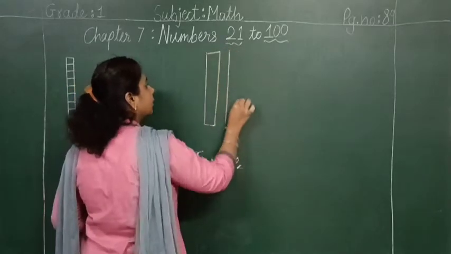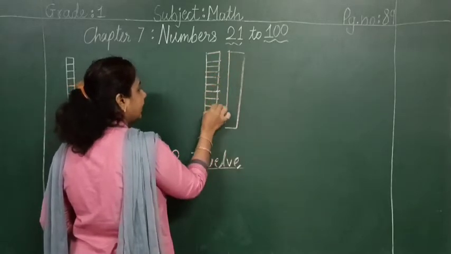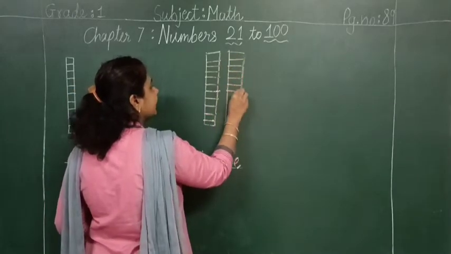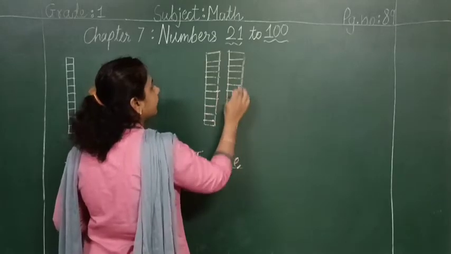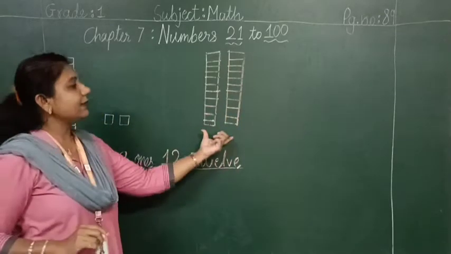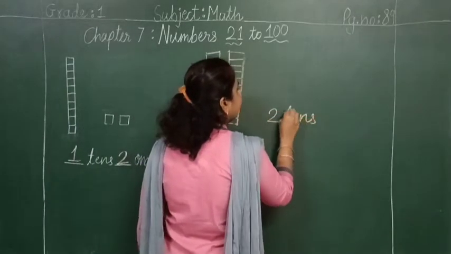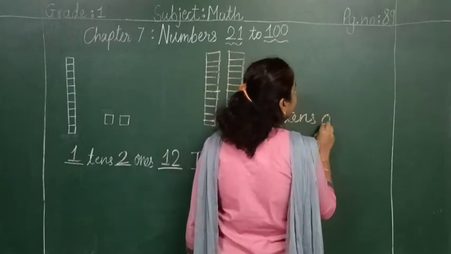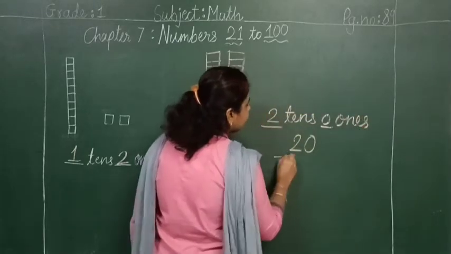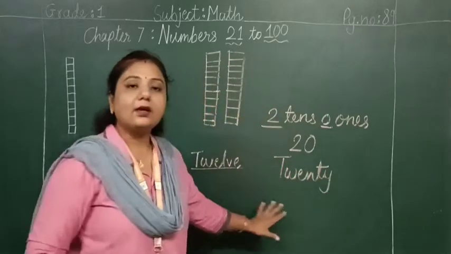In this stick, 1, 2, 3, 4, 5, 6, 7, 8, 9, 10. Like this, two sticks are there. So what will you write? Two tens. And how many ones? 0 ones. It makes 20. And what is the spelling of 20? T-W-E-N-T-Y, 20. Till here we have learned.